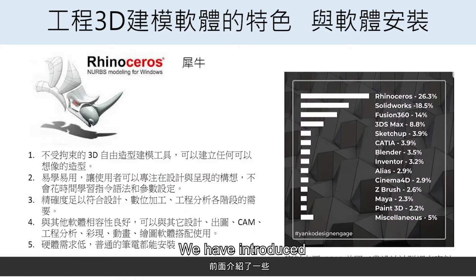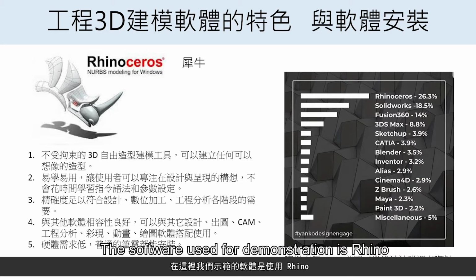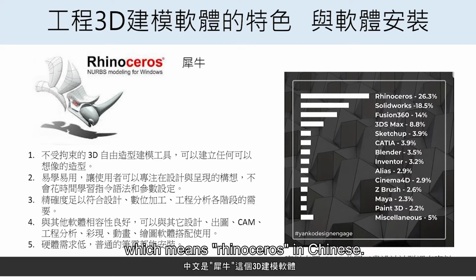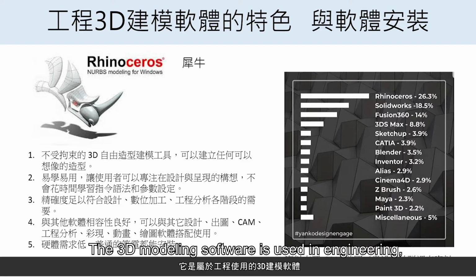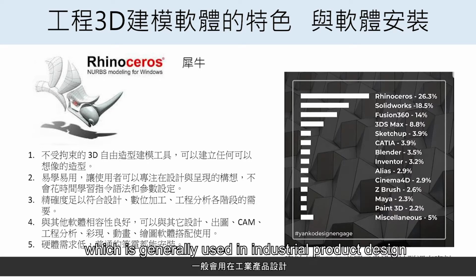We have introduced some basic concepts of 3D modeling and some tips for modeling. Next, we will go through actual operation of 3D modeling. The software used for demonstration is Rhino, which means rhinoceros in Chinese. The 3D modeling software is used in engineering, which is generally used in industrial product design.